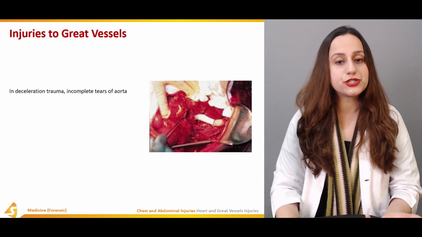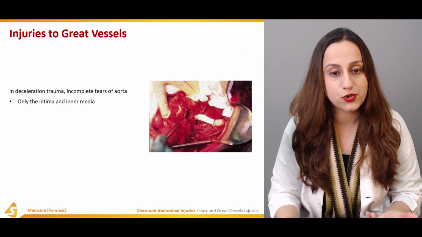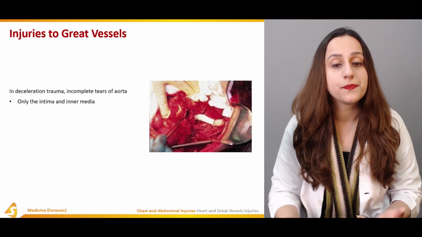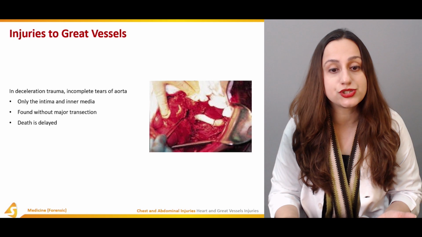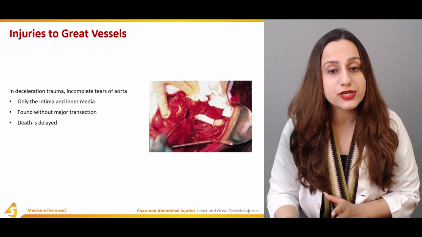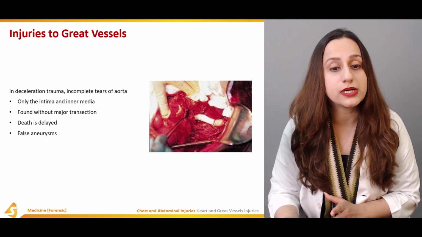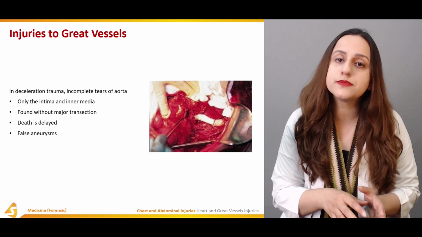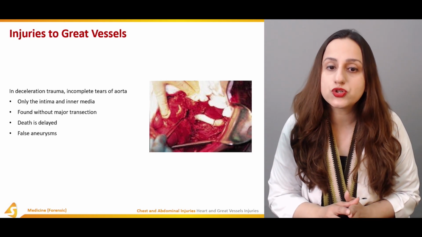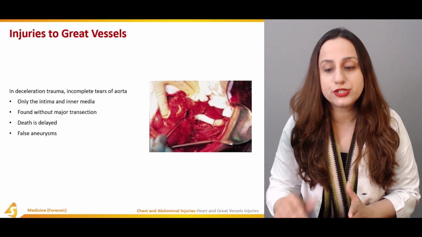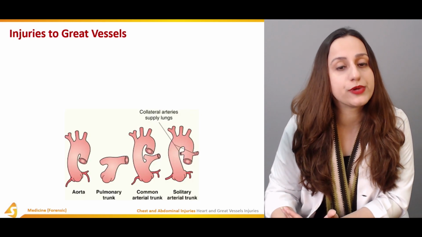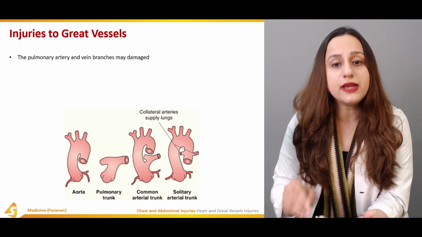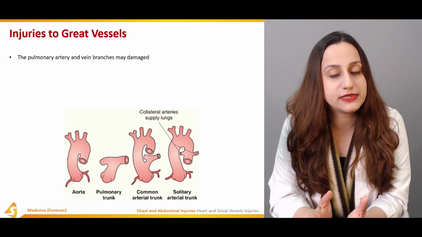So in deceleration trauma, incomplete tears of the aorta take place, where only the intima and the inner media are involved, found without major transection. Death is delayed in such cases of tears of the aorta, and false aneurysms can also be diagnosed, although it is just a tear to the aorta. The dissections may be diagnosed on aortograms. So the pulmonary artery and the vein branches may be damaged.